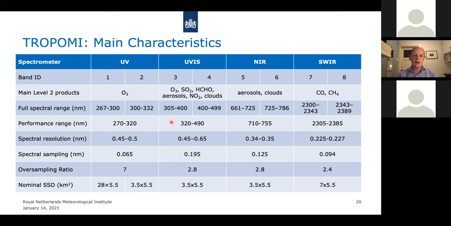Now there's a whole lot of information on here, but what I'd like to point you at is the spatial resolution, which for most of our bands is 3.5 by 5.5 kilometers, which is really good compared to its predecessors. It's about 10 times better than the OMI instrument is. And you see that it varies a little bit in the shortwave infrared. The pixel sizes are a little bit bigger, and in the short UV they're also bigger because of the very low signals that we have to record there. But the number to keep in mind is 3.5 by 5.5 kilometers as the spatial resolution.